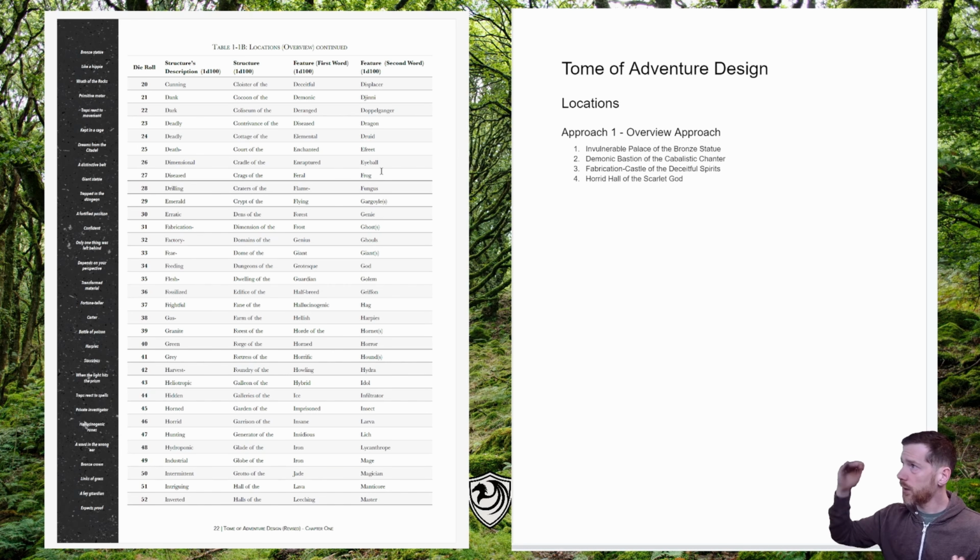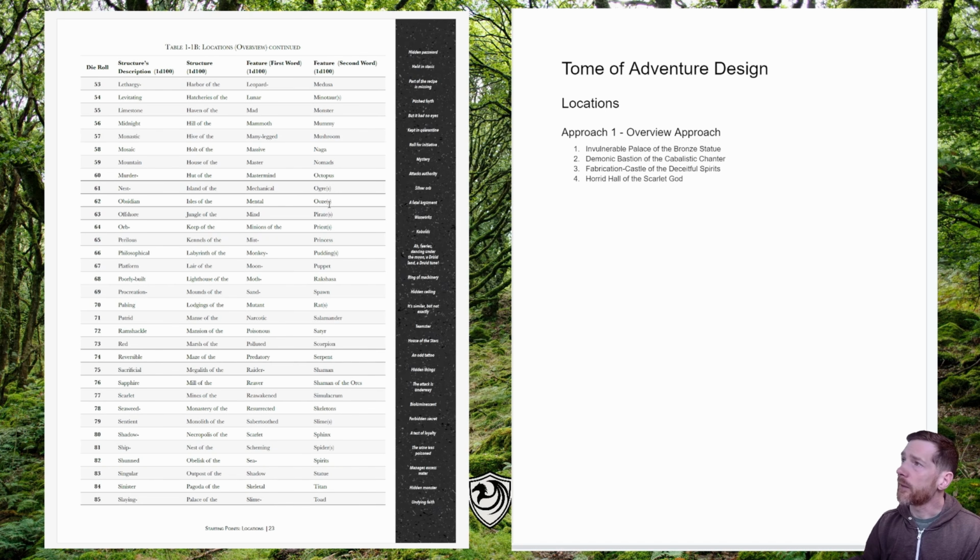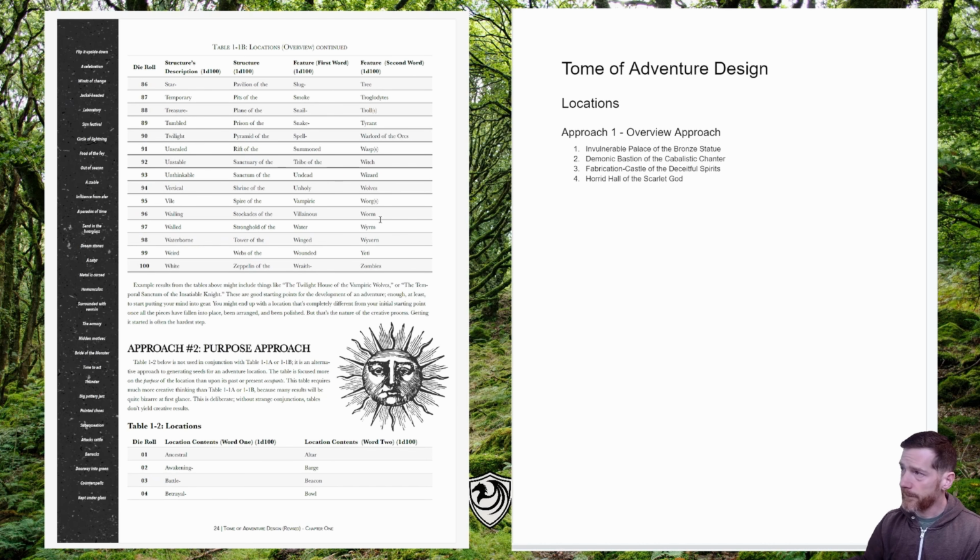So pretty quick, you can come up with a couple of different locations and then use one of those to kick off your inspiration. The second set of tables here is using a purpose-based approach to your adventure design or your location design. The way these are set up, the first two tables give you a description of the location. The purpose-driven approach tells you what that location is currently being used for.